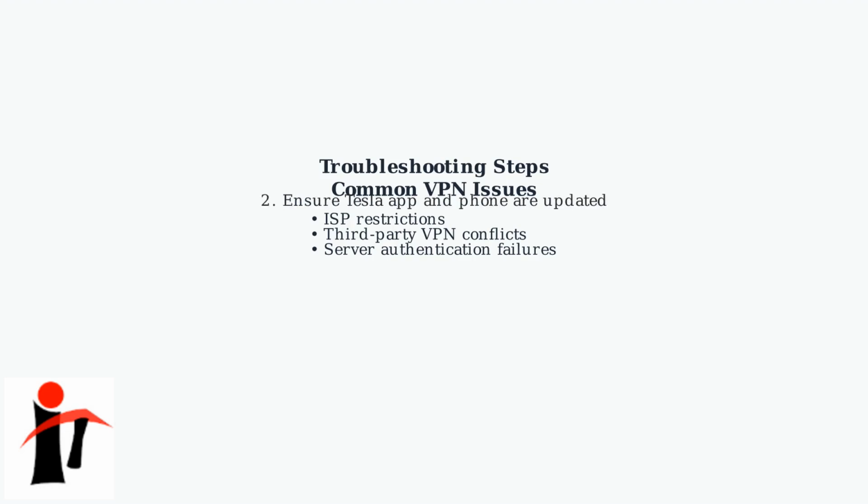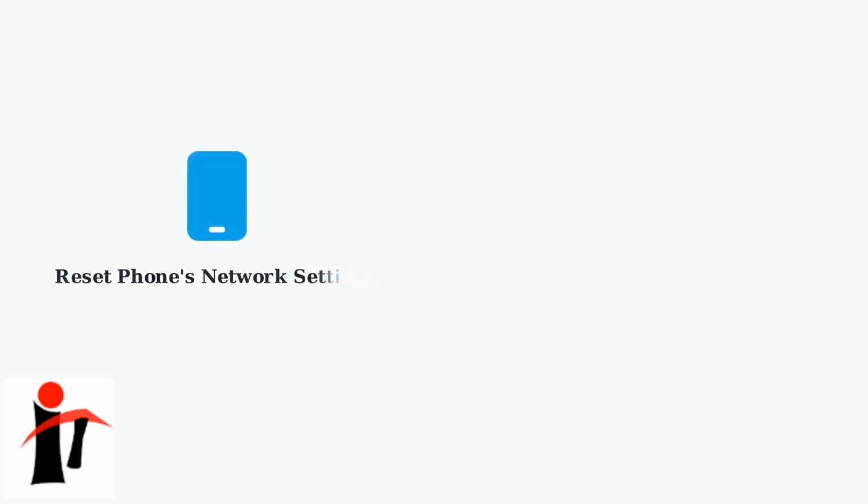Ensure your Tesla app and phone are updated to the latest versions. Some users have found success with VPN-compatible routers. Particularly in rural areas, firmware patches from Tesla support can help. If basic troubleshooting steps fail, begin with resetting your phone's network settings. This action clears all saved Wi-Fi passwords, VPN configurations, and cellular data settings, which can resolve persistent connection conflicts.